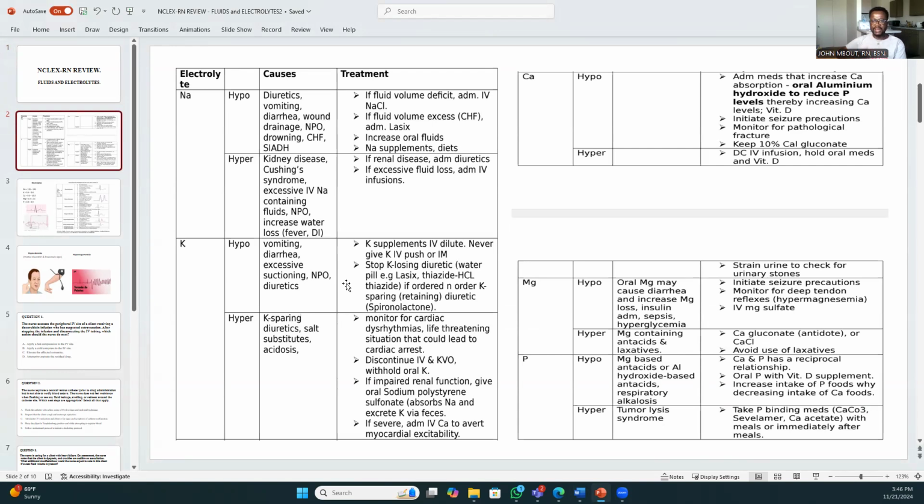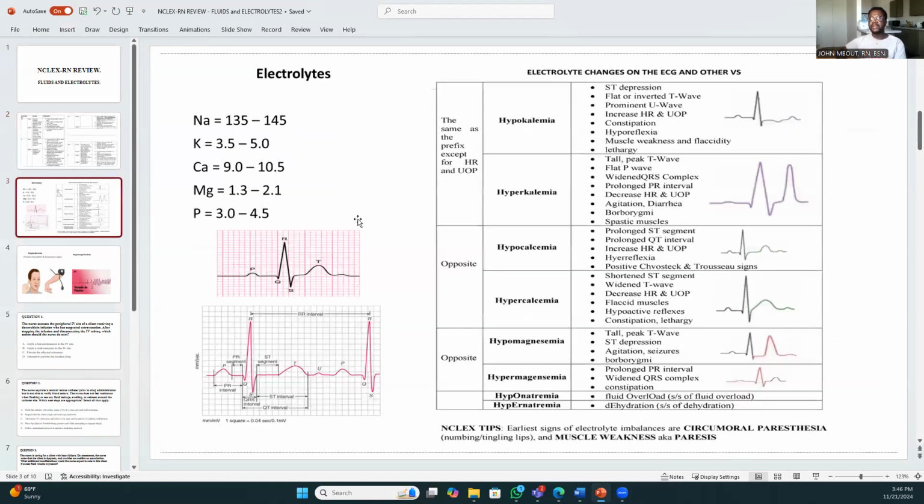And when we have a deficit of fluids and electrolytes, it affects the cardiovascular system, the respiratory system, the skeletal system, and the neurological system. I want you to take note of this. Now, we have these electrolytes that are very important that we need to know: sodium, potassium, calcium, magnesium, and phosphate. Okay, phosphorus.